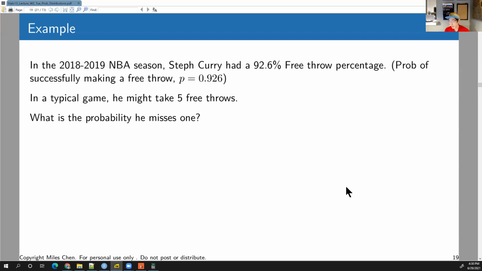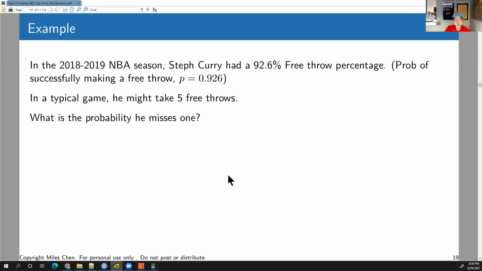Depending on the game, he might have several opportunities to make a free throw, or he might not. We'll just arbitrarily pick the number 5, okay? And so here's the question. What's the probability he misses exactly one free throw if he takes 5 free throws in the game?